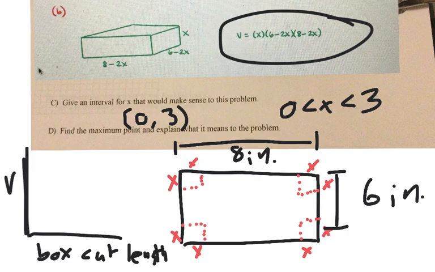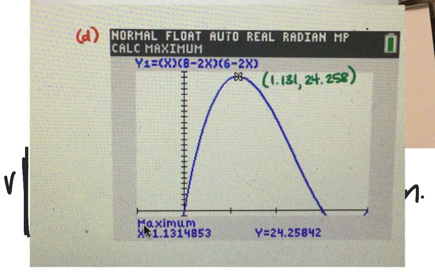And so all we have to do is put this in our graphing calculator. So you can see here, they have typed in y equals x, that's the height, times 8 minus 2x, the length, times 6 minus 2x, the width. And you can see here, here's an x value of 0, so it has to be bigger than 0, and it has to be less than 3. So again, graphically, we're seeing how that makes sense.